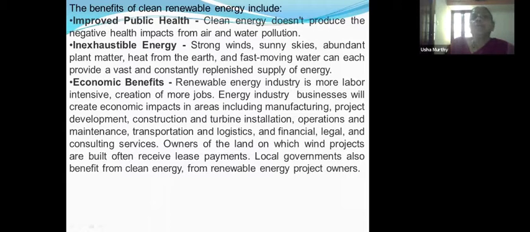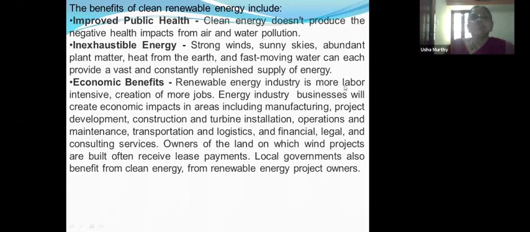It improved public health. It doesn't produce negative health impacts from air and water pollution. Inexhaustible energy. This is the one which is very attractive actually. Strong winds, sunny skies, abundant biomass, heat from the sun, and fast moving water can easily provide a vast and constantly replenished supply of energy. Economic benefits, there are many.